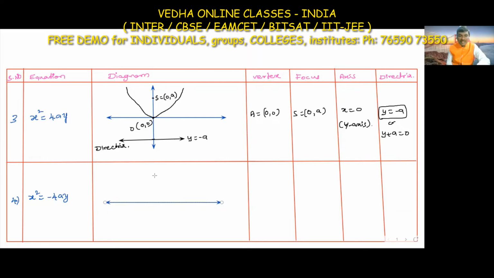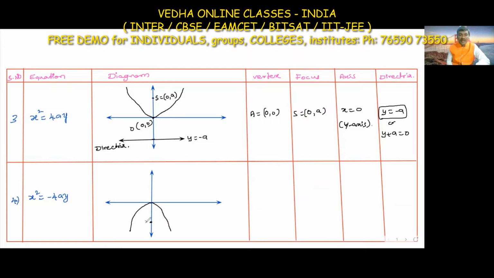So this is the x-axis and y-axis. How are we going to get the parabola? Minus 4ay means we get the downside. The shape of the parabola is downside. It will go like this.